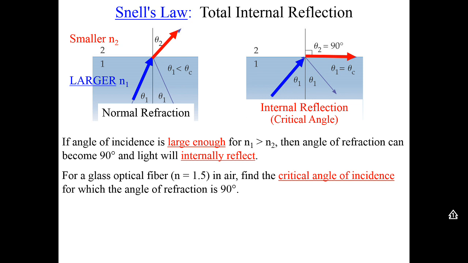This phenomenon is called total internal reflection, and this is used in fiber optics cables where light travels through the cable and the incident angle is large enough from the normal that all of the light reflects. So you can send light incredibly long distances because all of the light is reflected.